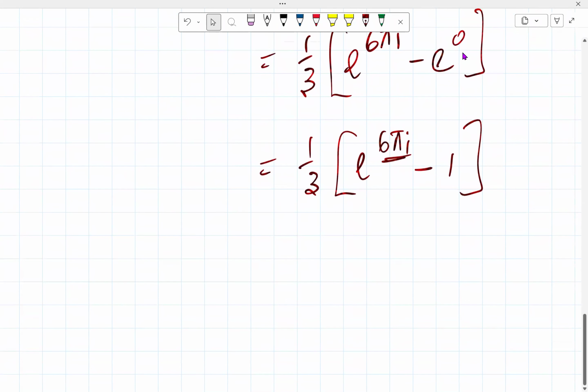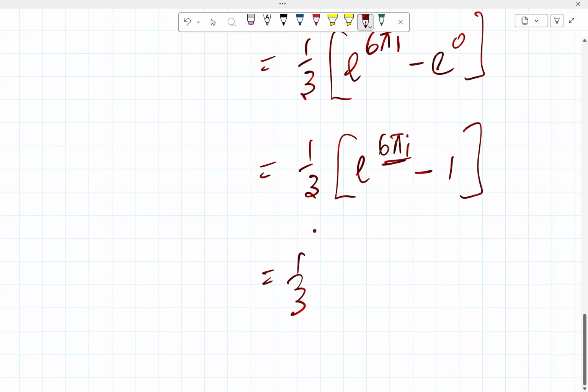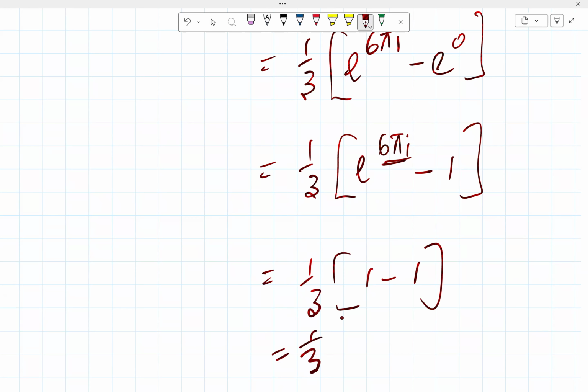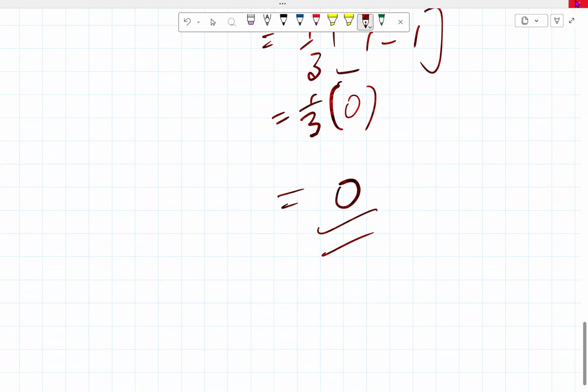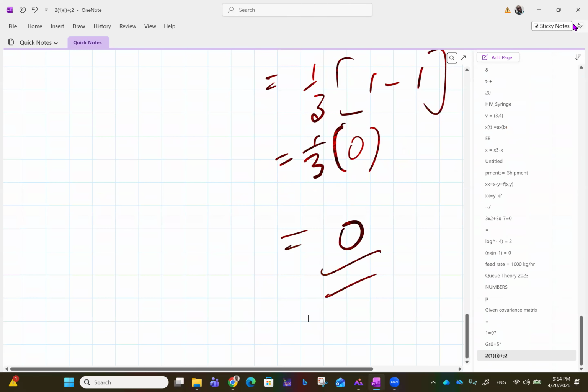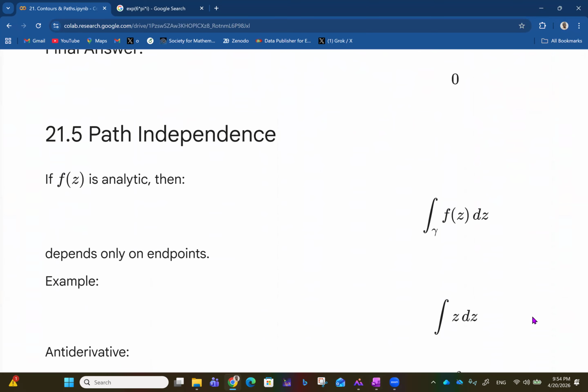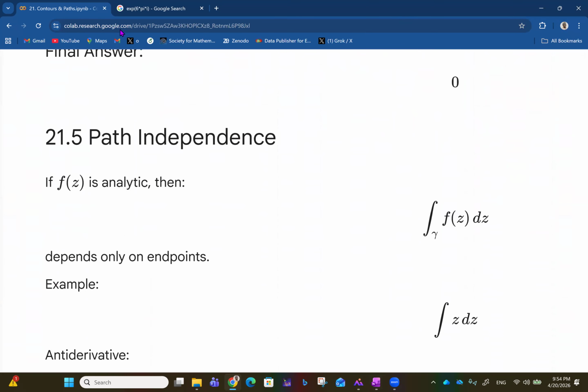So we have 1 over 3 into 1 minus 1. 1 minus 1 is 0, so everything actually goes to 0. That's why the answer to that is actually 0. So we come back to the page. Then we talk about path independence now.